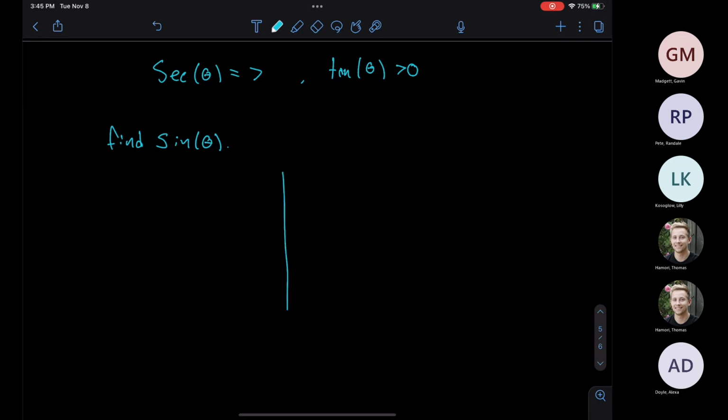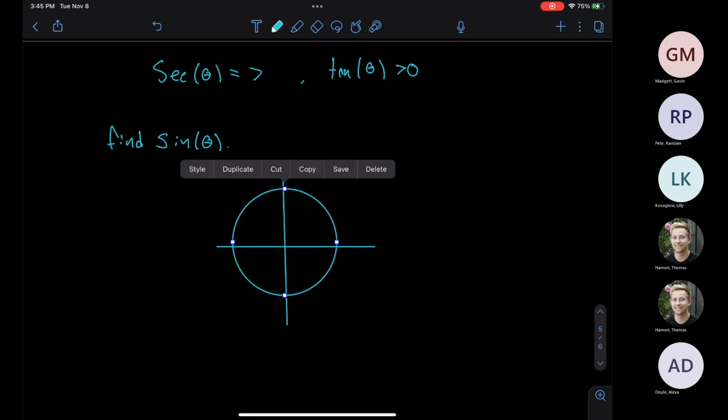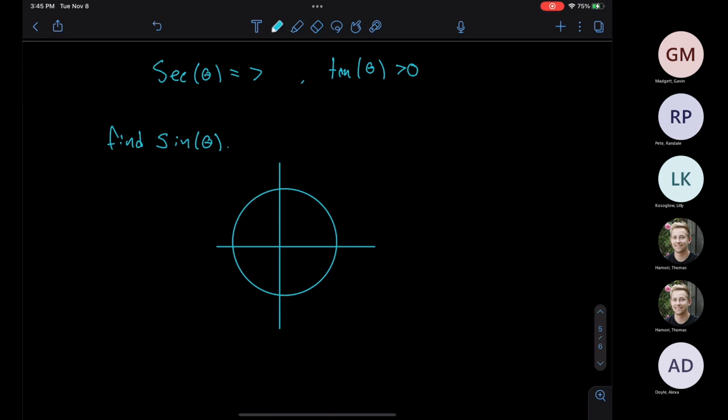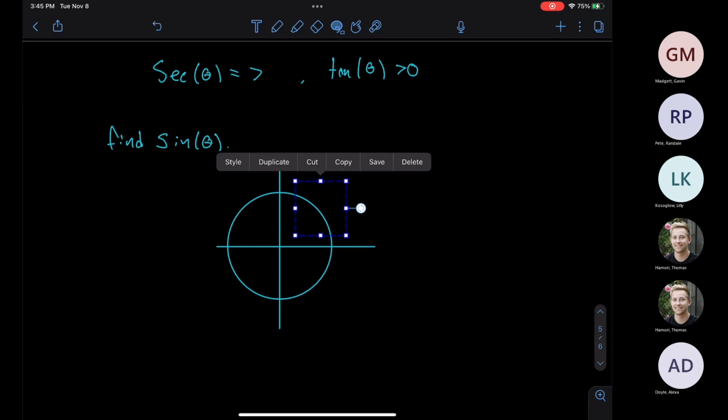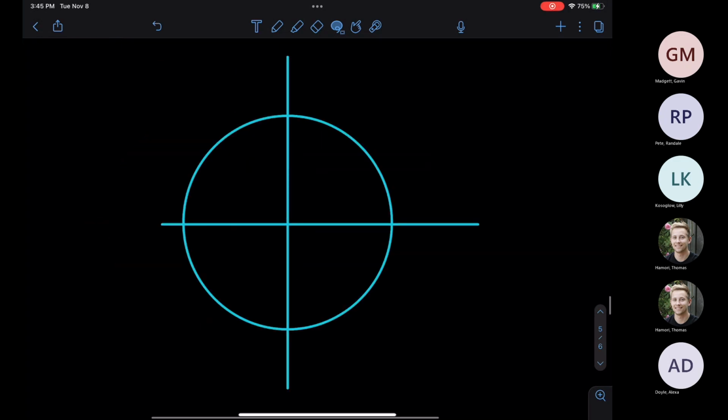Okay, so the first thing I do in a trig problem is draw a unit circle. Okay, so here's my unit circle. Let's try to fix that. Okay, well, maybe that doesn't look right. That looks right. Okay, so now what do we know?